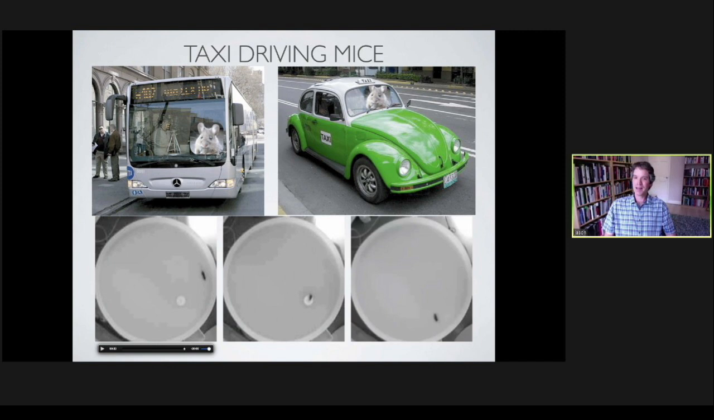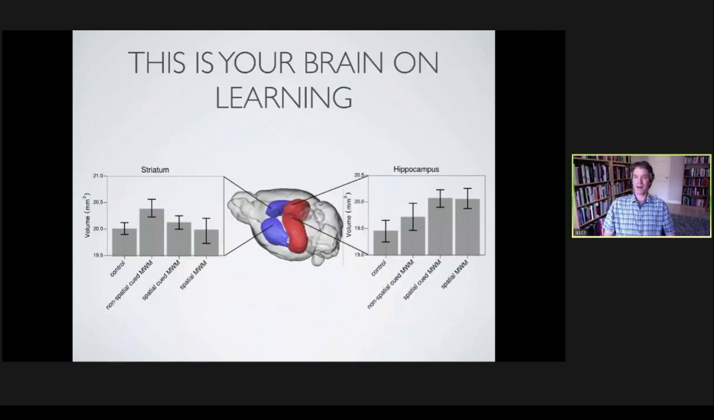Now, there's two ways we ran this task. One of them is the spatial version of the task, or our taxi driving mice, where the mice use spatial cues located around the pool in order to find the platform. And the other one is a non-spatial cued version of the maze, where the mice just swim to a flagged platform. So all they have to do is figure out where the platform is located and swim to it, but the location changes each time.